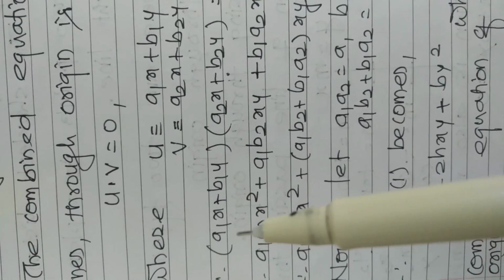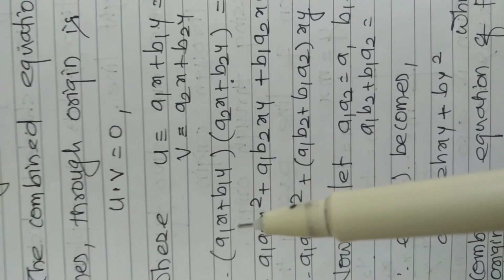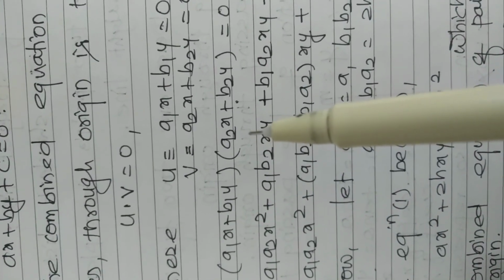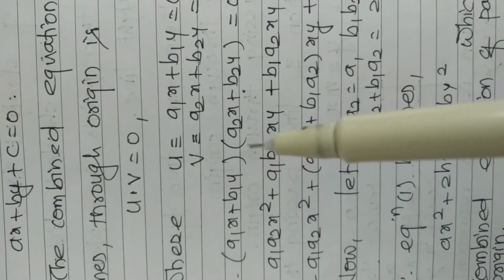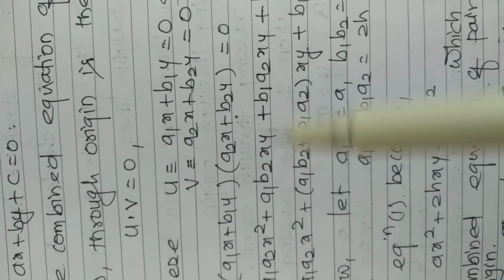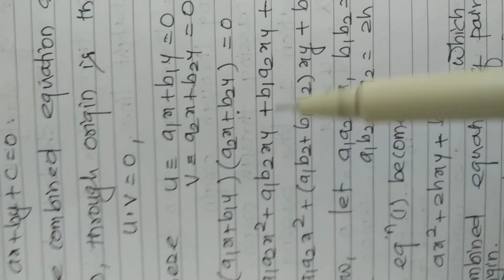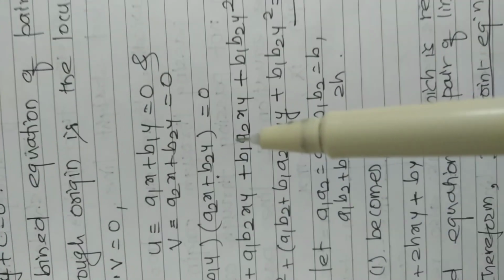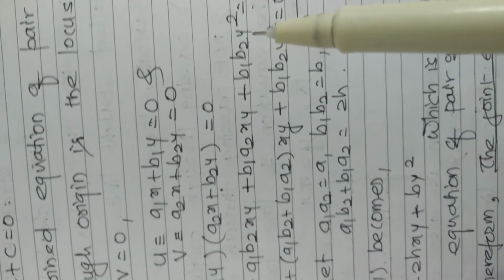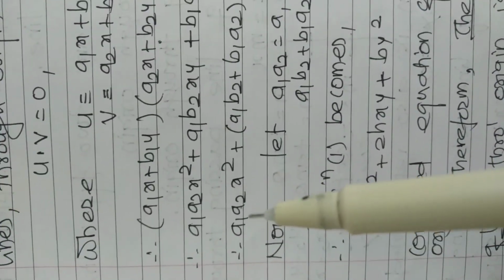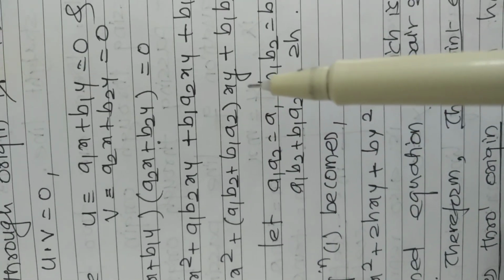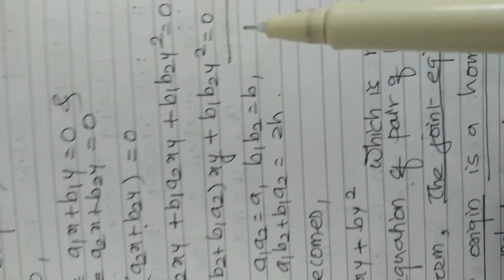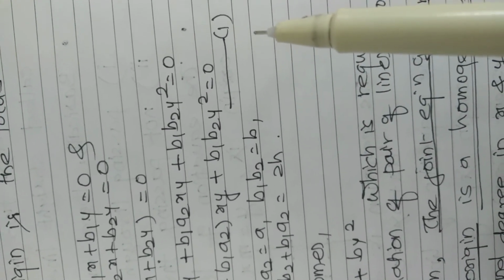Now you can put the values of u and v, on the left hand side only: a1x plus b1y into a2x plus b2y equals 0. Taking the product: a1 a2 x square, a1 b2 xy, b1 a2 xy, b1 b2 multiplied by y into y, means y square. Now xy is common: a1 a2 x square as it is, plus a1 b2 plus b1 a2 xy, plus b1 b2 y square. So we call this the first equation.